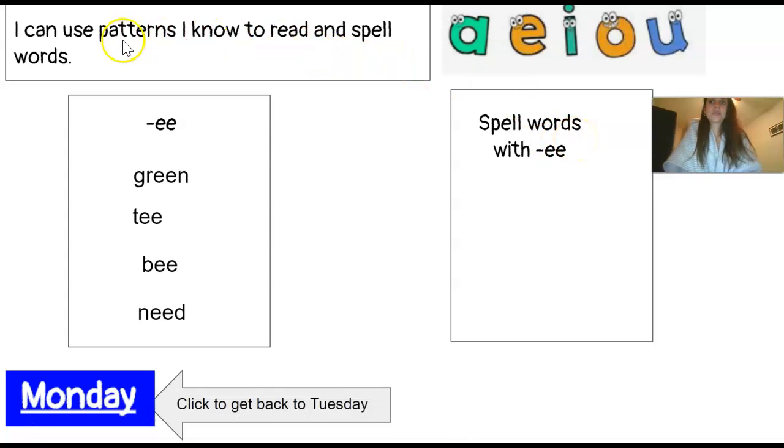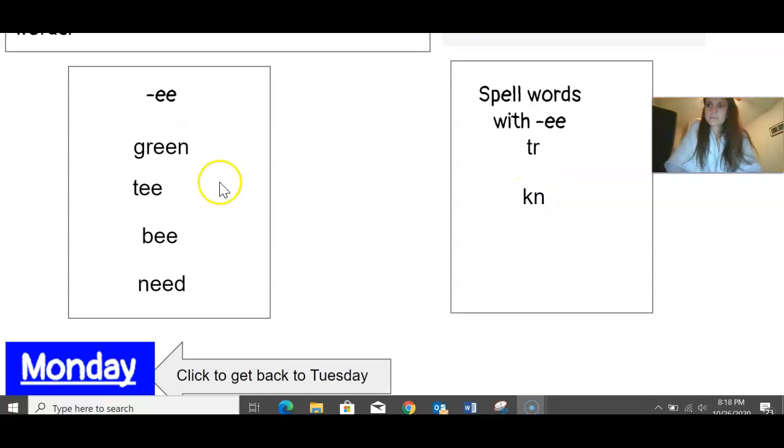Now we're going to use our pattern to spell words. That connects us right to our I can statement. I can use patterns I know to read and spell words. So now that I know that EE in some words can make a long E sound, I'm going to use that pattern to help me spell words. So here's a word with the beginning consonant cluster, TR, tur.